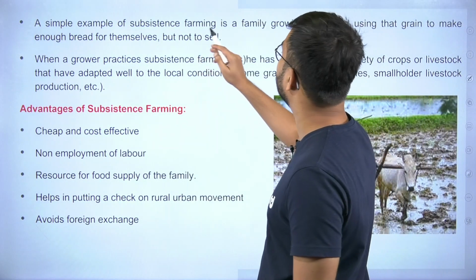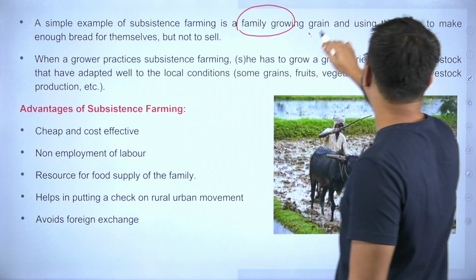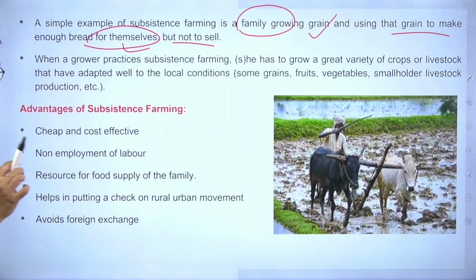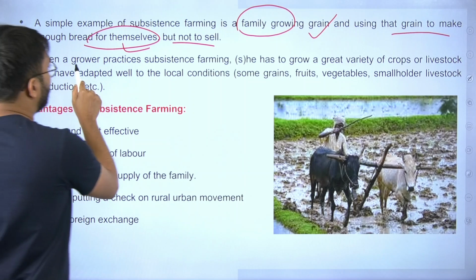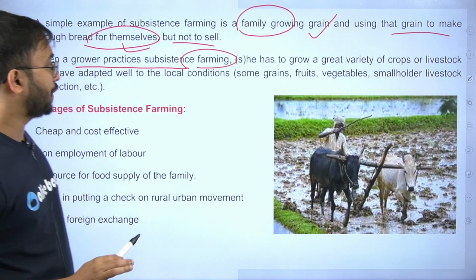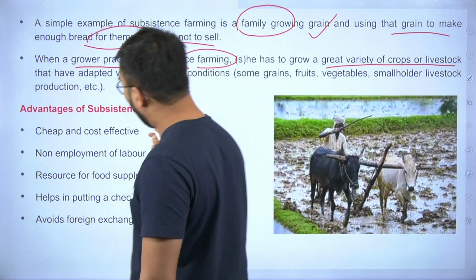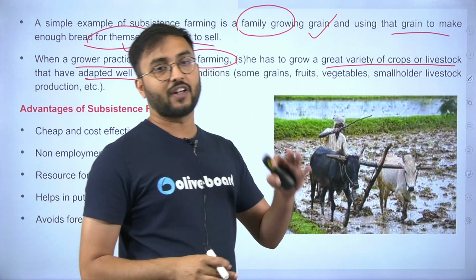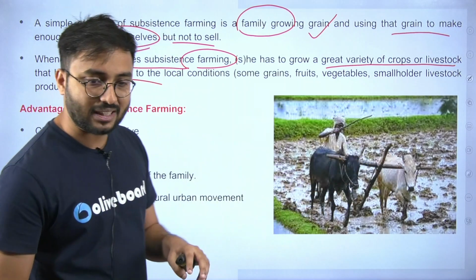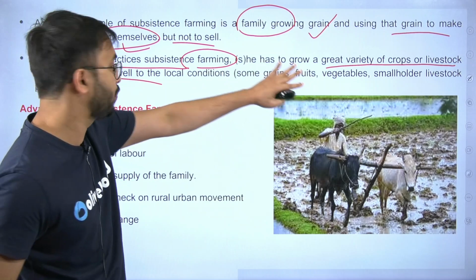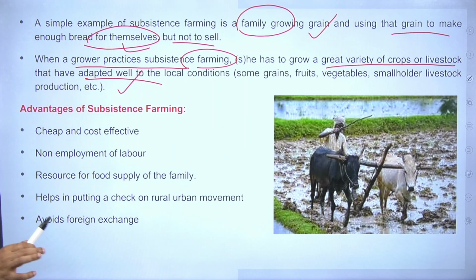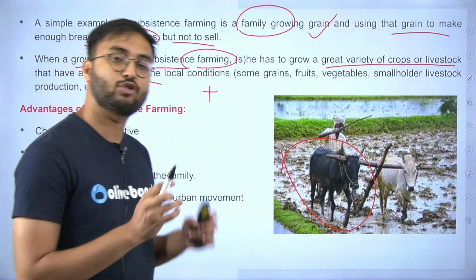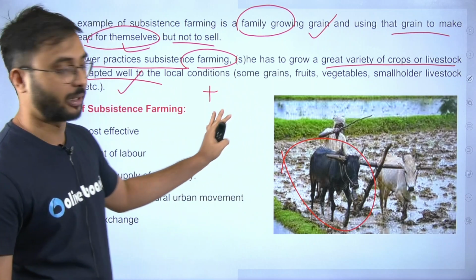A simple example of subsistence farming is a farmer and his family growing grains and then utilizing them enough to feed themselves for a year and not selling any one grain in the market. When a grower practices subsistence farming, he has to grow a great variety of crops or livestock that have adapted well to the local conditions. So always remember, people in rural areas, in different localities and different climates, always carry out subsistence farming with a particular variety of crops adapted and suitable only for those local conditions. Generally, farmers who carry out subsistence farming always have two or more cattle with them. That means livestock farming is also there with this subsistence farming.